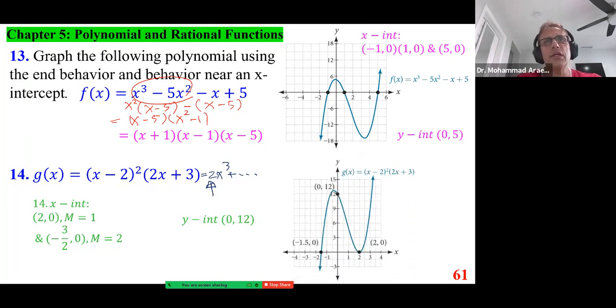As you can see, the graph doesn't cross this function. It gets to the y, so it starts somewhere here, hits that, comes up, the y-intercept, and it crosses the second x-intercept at negative 3 halves or negative 1.50.